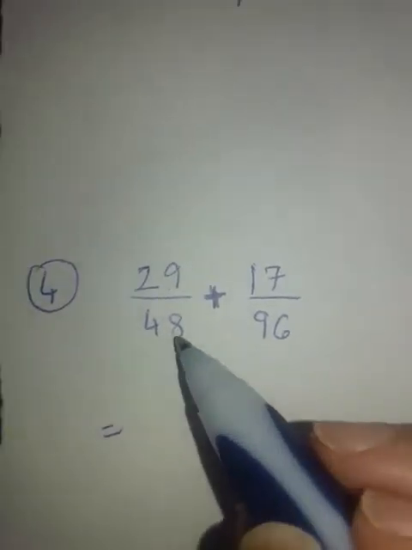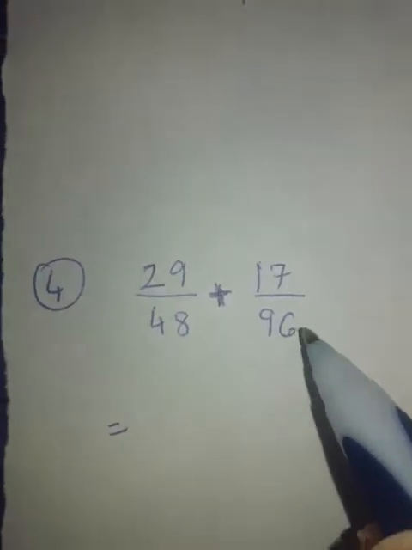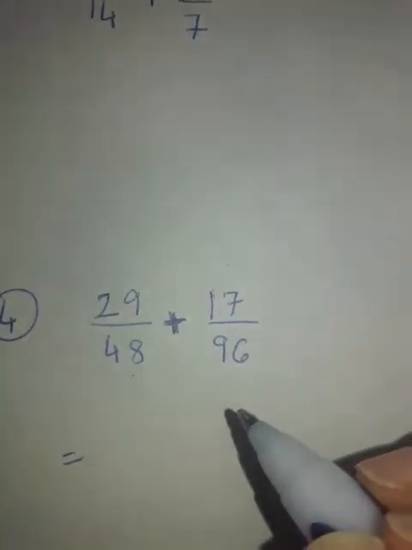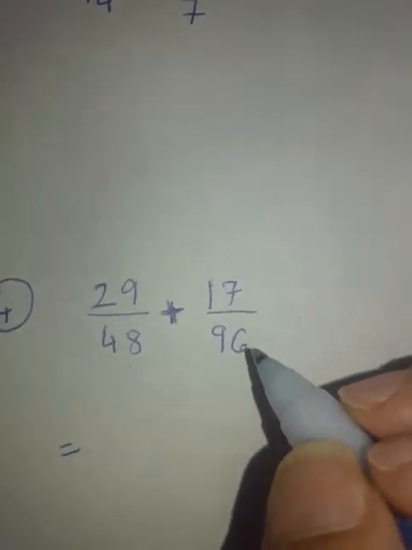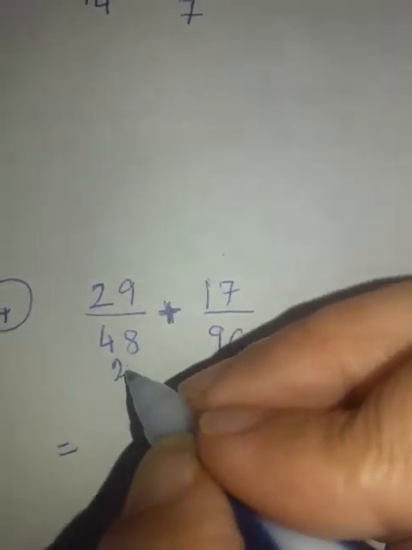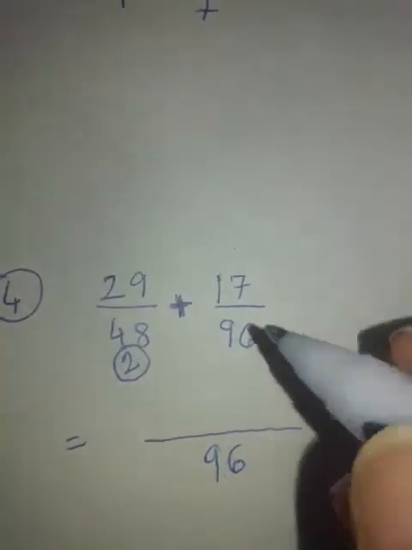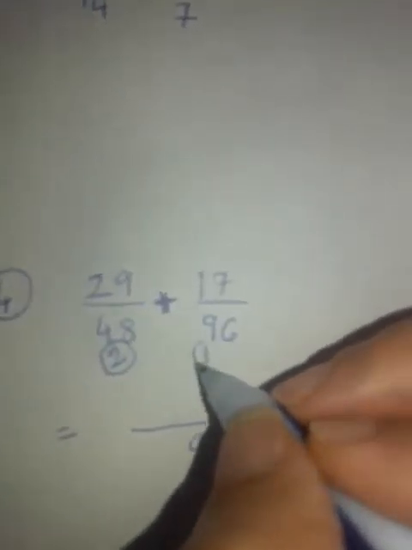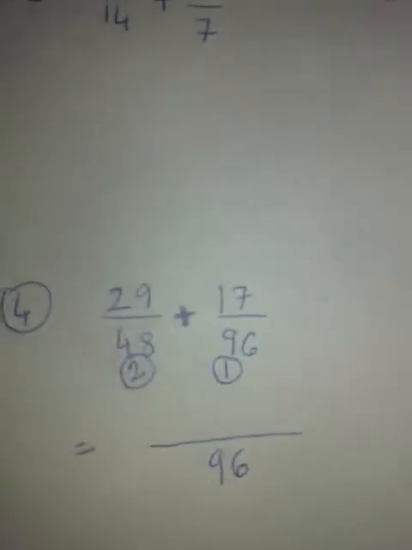48 and 96. 48 multiplied by 2 is 96. There is a relation between 48 and 96. So what I am going to do, I am going to write the LCM. LCM will be 96. How is the LCM 96? Again, please watch videos on HCF and LCM. You will start calculating it orally once you watch it. LCM is 96. What is the relation between 48 and 96? This multiplied by 2 is 96. So I am going to write here 2. This multiplied by 1 is 96. So I am going to write here 1.